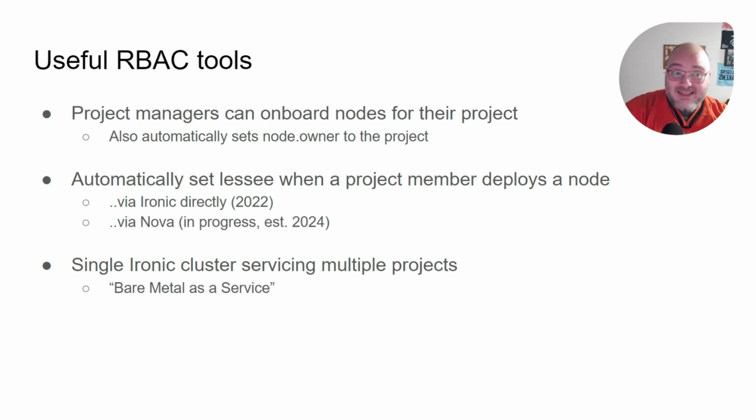We have support for automatically setting node.lessee when a project member deploys a node. We've supported that directly in Ironic standalone mode since 2022, and we're working on that right now for Nova. We're hoping that'll get into the Dalmatian release, but that's still ongoing. Or, you can even have a single Ironic cluster servicing multiple projects, with node owner as multi-tenancy, and you can even have a Nova compute set up with a project scoped user that can only see nodes from that project. So you can really have Ironic be fully multi-tenant aware to create this cool bare metal as a service.